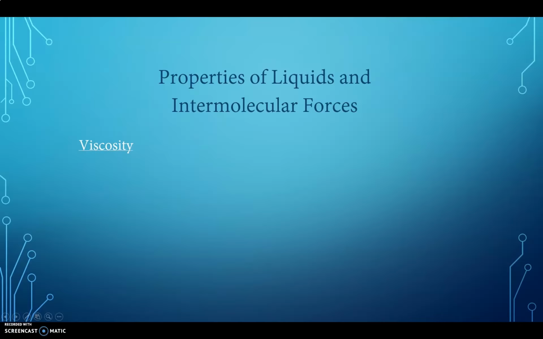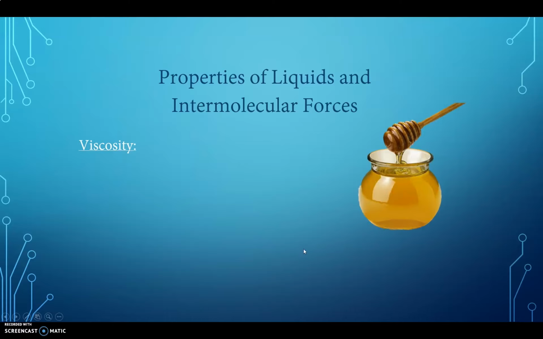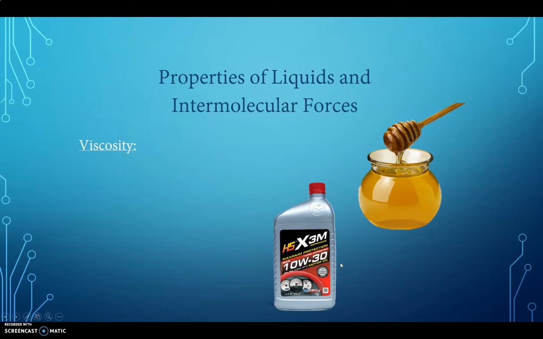If I asked you to name a viscous liquid, you would probably come up with something like honey, or perhaps motor oil. Both of these are viscous liquids. Something that's viscous basically means that it flows slowly. Sometimes people say the liquid is thick. But viscosity is more technically a resistance to flow. So the more viscous or the higher the viscosity of a liquid, the slower it flows.